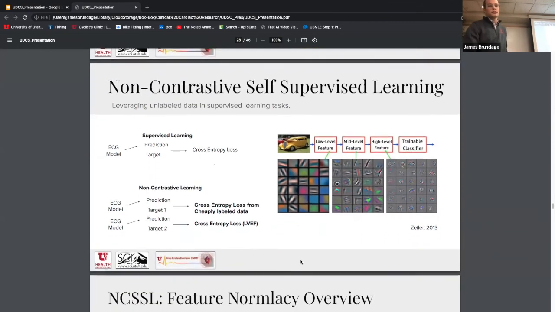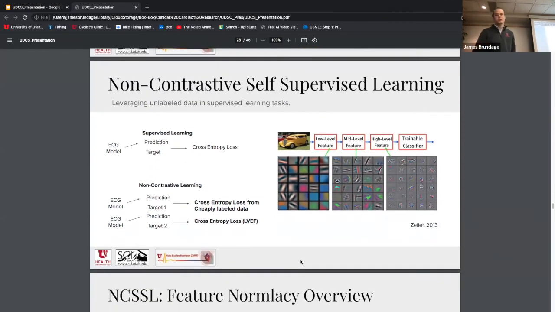So in non-contrastive, there's kind of two subsets of it. We'll start with non-contrastive. In non-contrastive learning, we used really cheaply labeled data. So data that was collected, in theory, along with essentially every ECG, to see if we could use that in a training process that would help us downstream to predict ejection fraction.